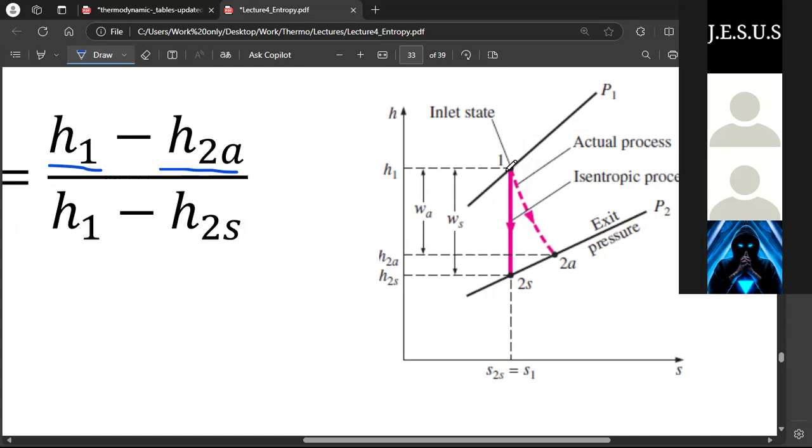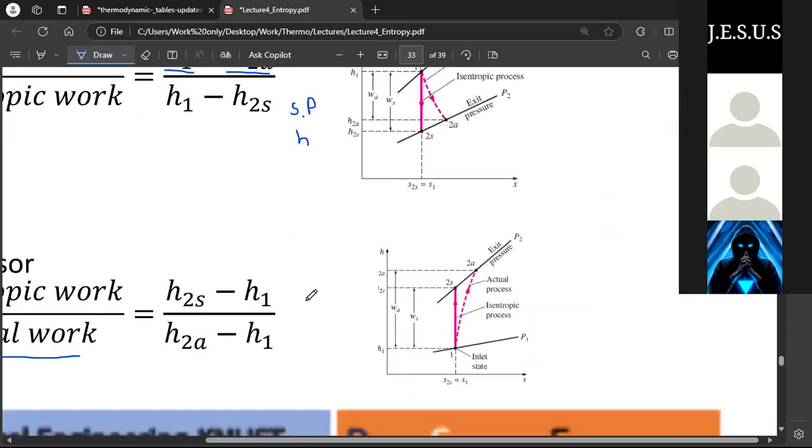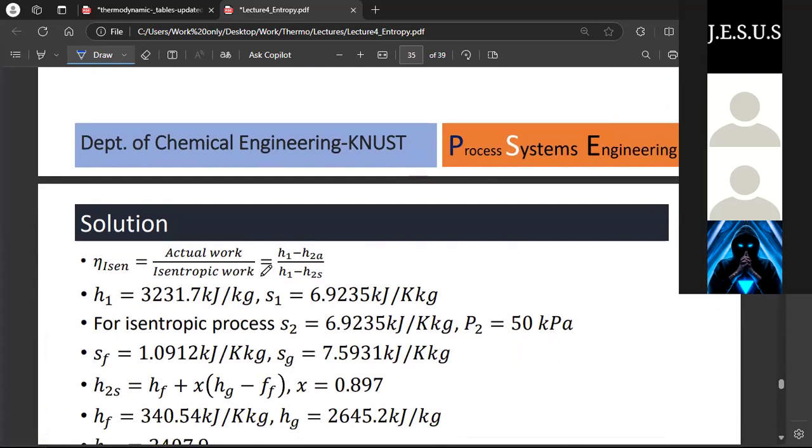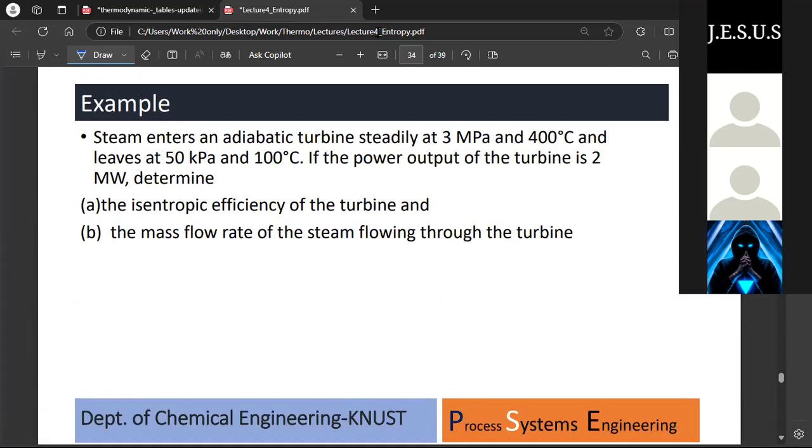So what we are going to do instead is that for the isentropic process, the parameters we know, we said it's isentropic. So it's going to have the same entropy as point one. So we know the entropy for H2S, and then we know the exit pressure as well. So I'll rather use these parameters to find my enthalpy. So let's look at the question again. We have a formula for the isentropic efficiency. That's the actual work over the isentropic work. And we are working with steam.